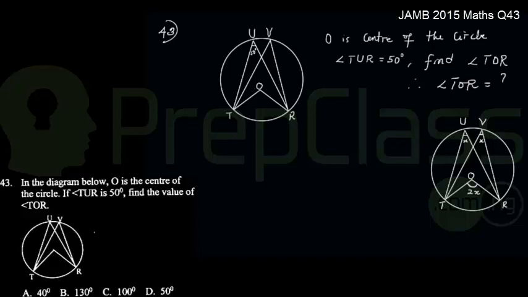And you are told that if angle TUR is equal to 50 degrees, angle TUR, that will be the angle here, is equal to 50 degrees, find the value of angle TOR. That will be the angle at the center that will be formed downwards in this direction. So basically this is the angle we are looking for, the angle TOR, the angle that should be here. We could call it angle theta.